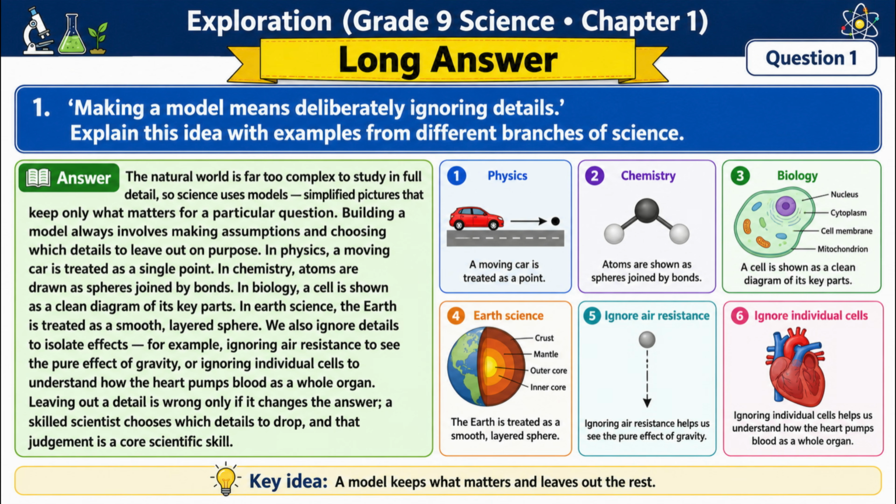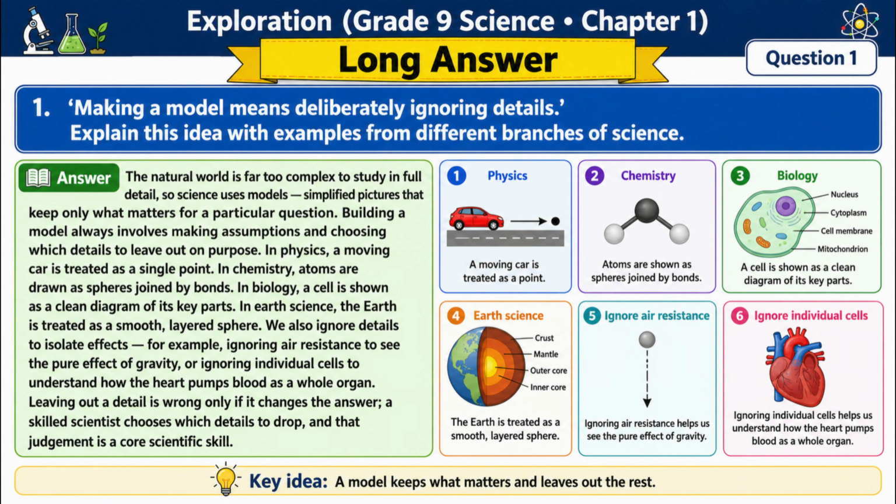Long answer 1. Making a model means deliberately ignoring details. Explain this idea with examples from different branches of science. The natural world is far too complex to study in full detail, so science uses models, simplified pictures that keep only what matters for a particular question. Building a model always involves making assumptions and choosing which details to leave out on purpose.